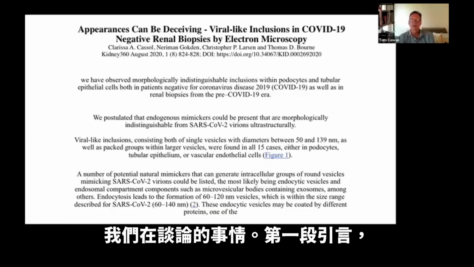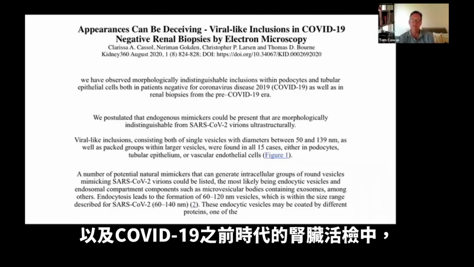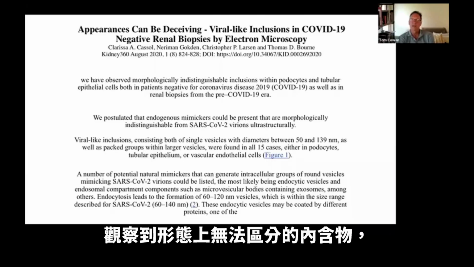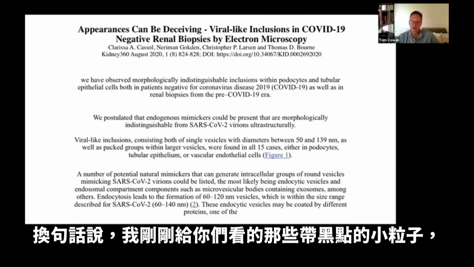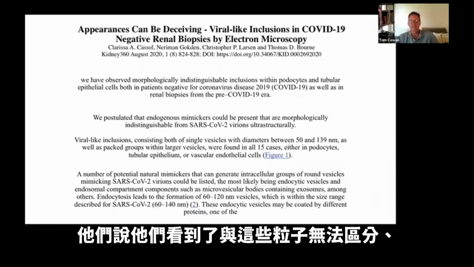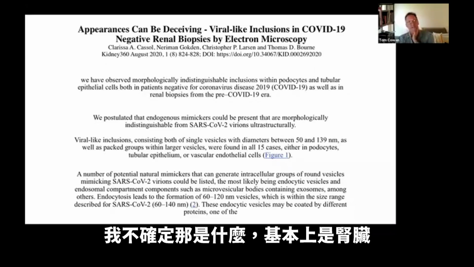First quote: "We have observed morphologically indistinguishable inclusions within podocytes and tubular epithelial cells, both in patients negative for coronavirus disease 2019, as well as in renal biopsies from the pre-COVID-19 era." In other words, those little particles that I just showed you with the black dots, they're saying they see particles that are indistinguishable, identical to those particles within podocytes, I'm not sure what those are, and essentially kidney cells.